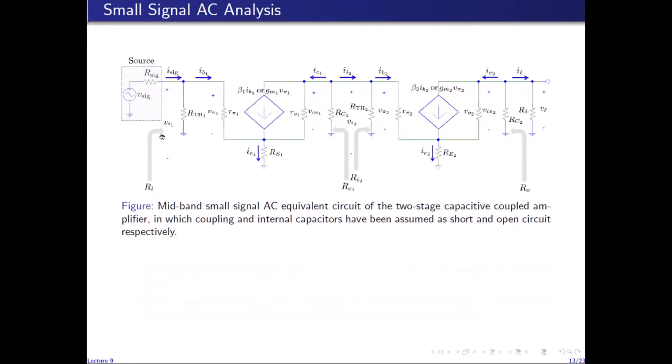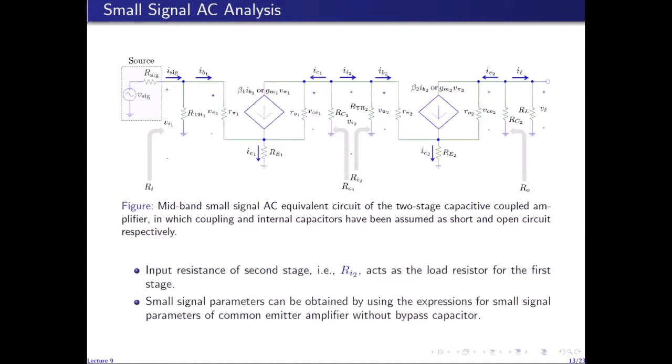So Ri is actually equal to Ri1, which is the input resistance of the amplifier. Ro1 is the output resistance of the first stage of the amplifier, which is connected to the input of the second stage. So Ri2 is the input resistance of the second stage of the amplifier. And then just before the load, Ro is the output resistance of the second stage of the amplifier, which is the output resistance of the overall multi-stage amplifier. So as you can see, Ri2 acts as the load to the first stage.